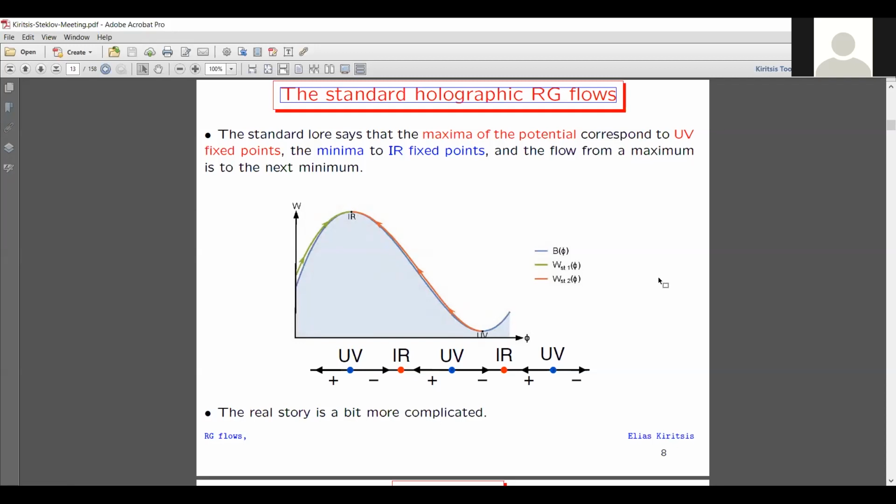And if this was the global structure for all the flows, then projecting it into the one-dimensional line of coupling constant space, we will have the picture that we know from quantum field theory, in which you have alternating UV and IR fixed points on a real line. However, it turns out that the real story is a little bit more complicated. These are the generic flows, but there is more.